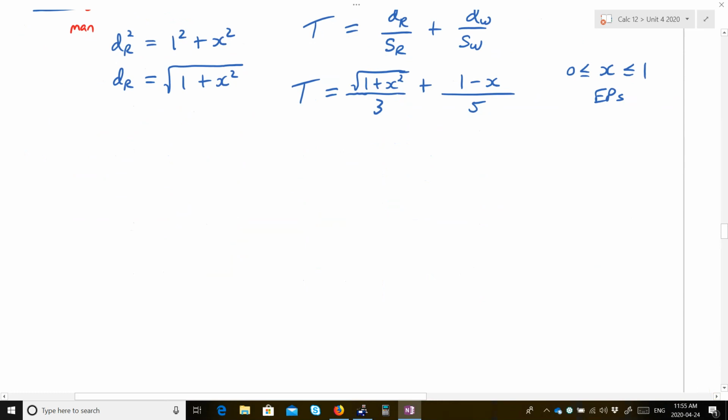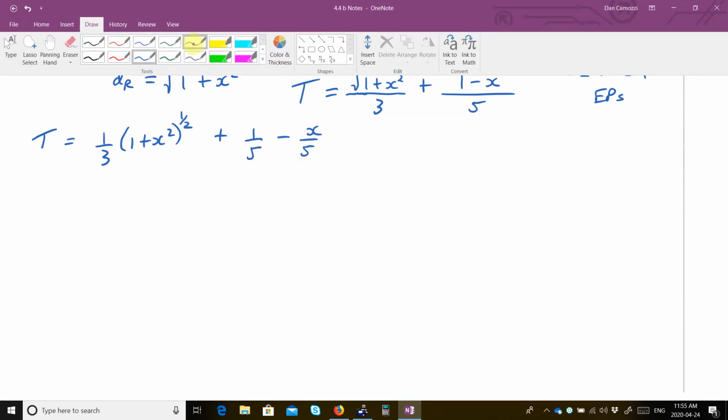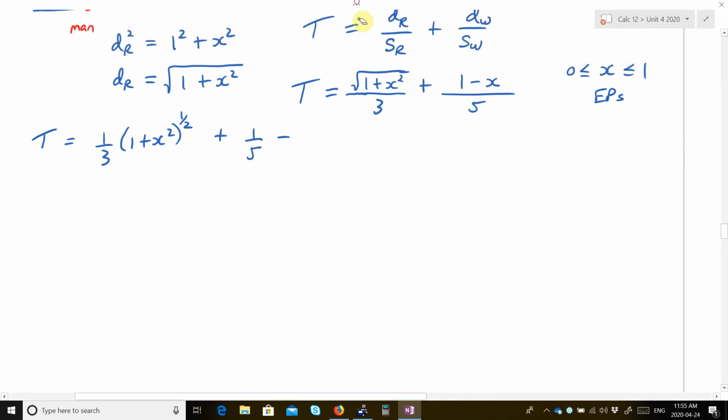Okay, so that means we need to find the derivative of this. Okay, so I'm just going to write this in a slightly different way here first to make it a bit easier to write the derivative. So I'm going to put a 1/3 in front, and I'm going to go 1 plus x squared and have that to the power of 1/2, it's the square root, plus I'm going to then divide the 5 into both of these terms, so that's 1/5 minus x over 5, or how about 1/5 x as well.